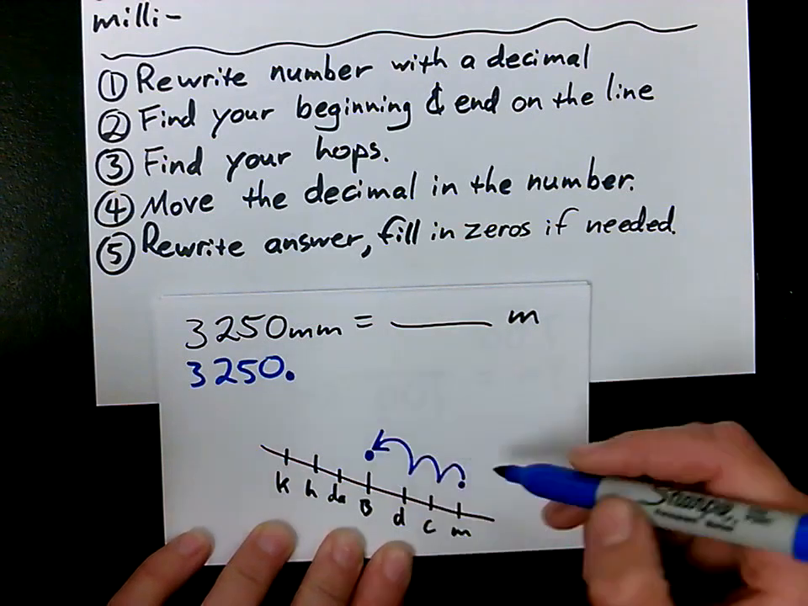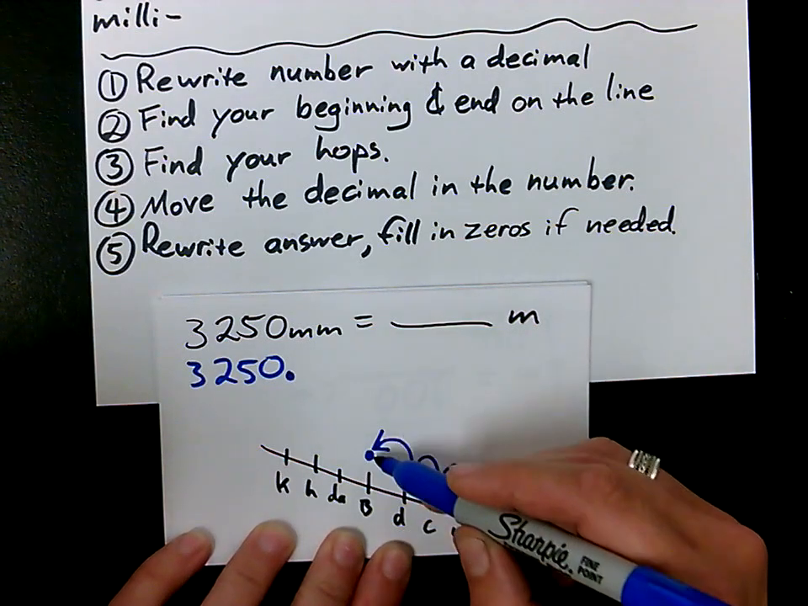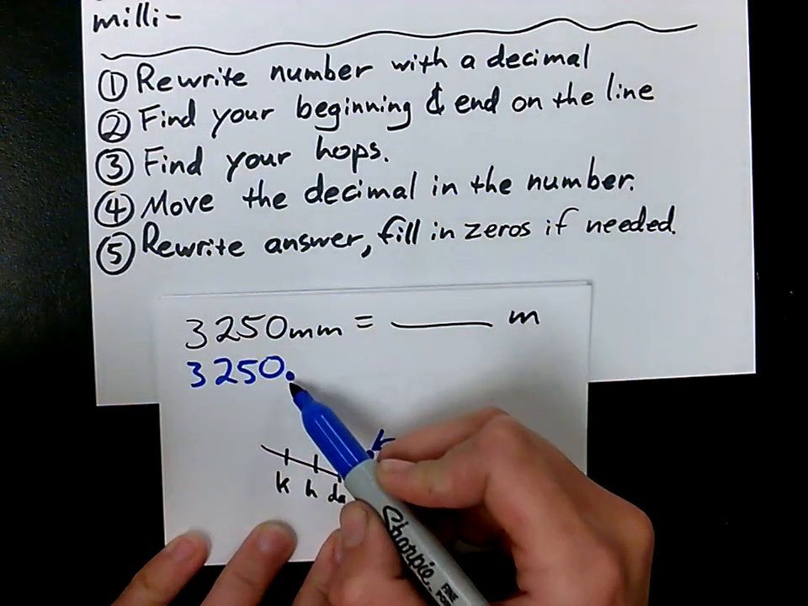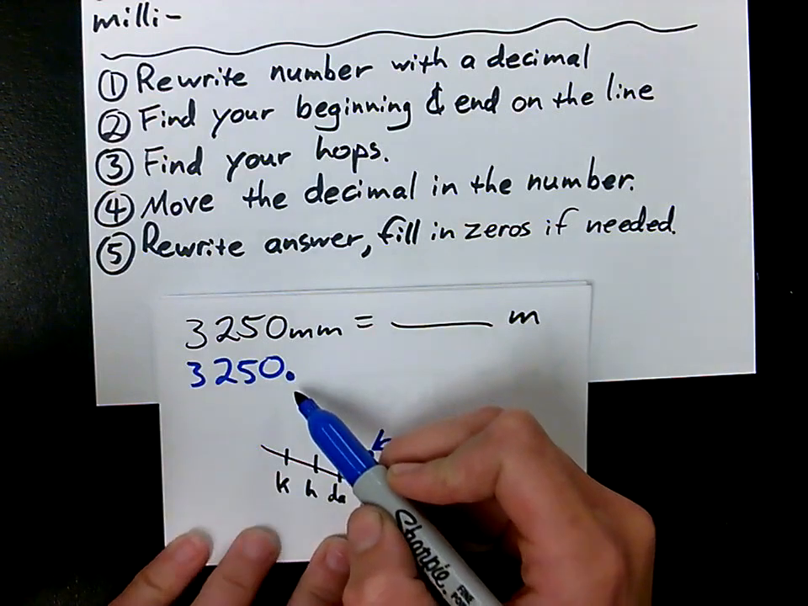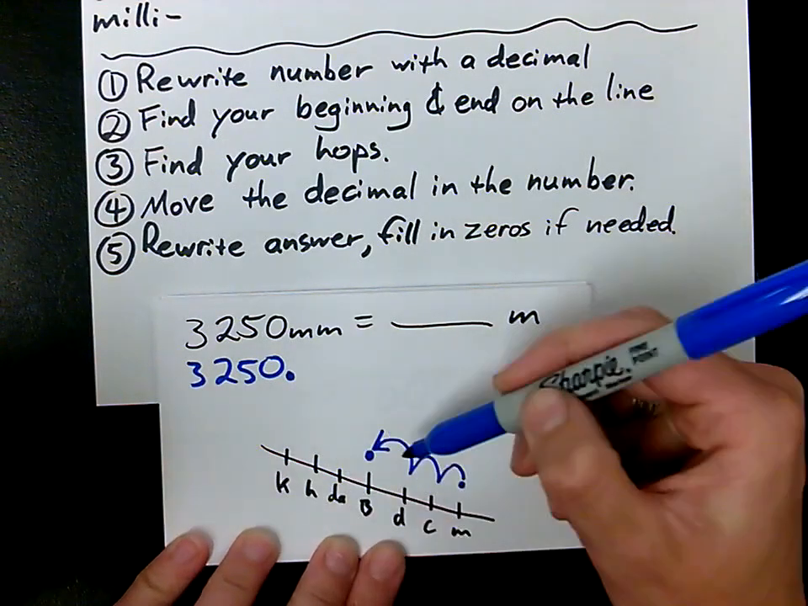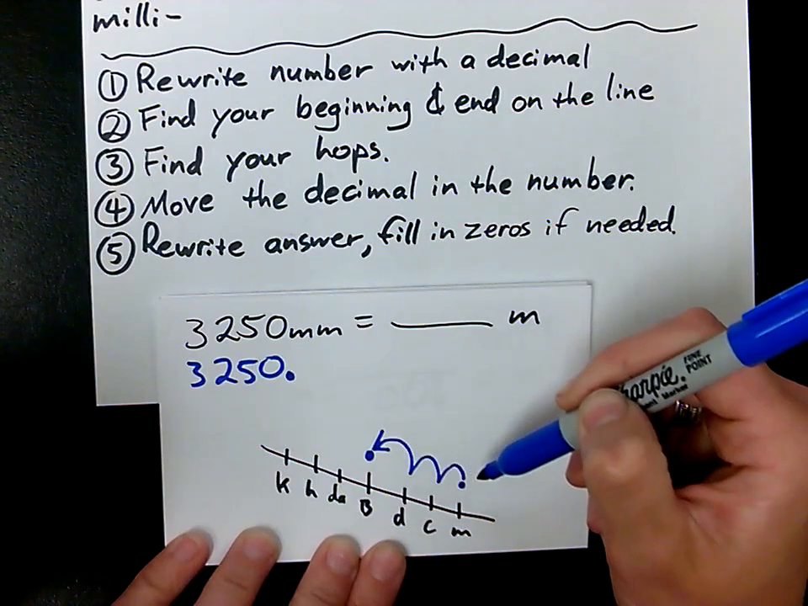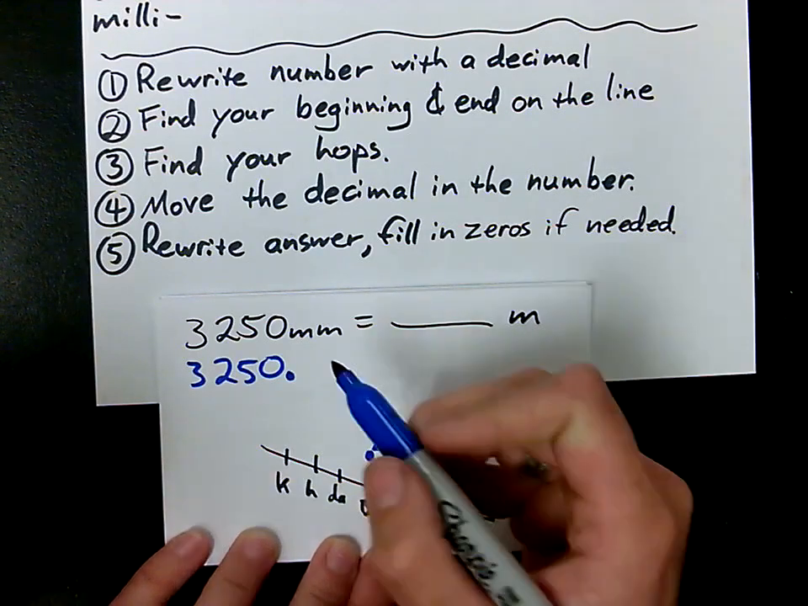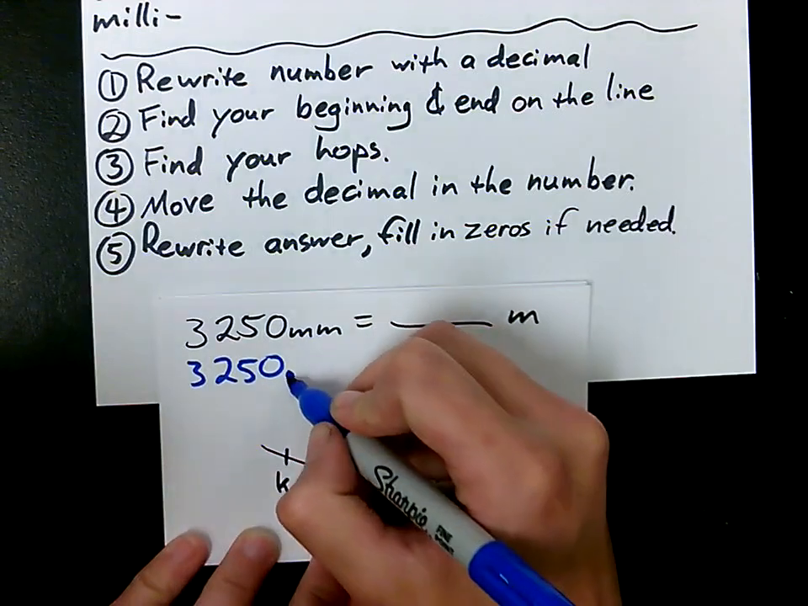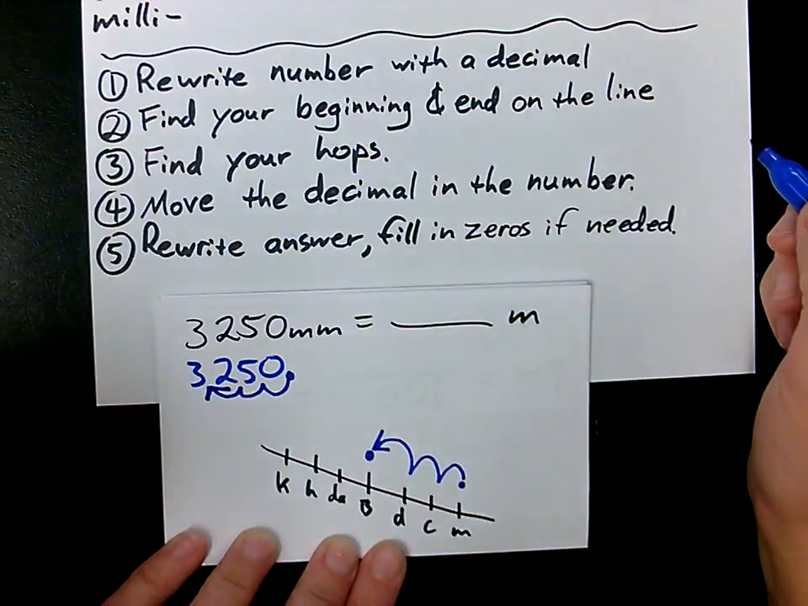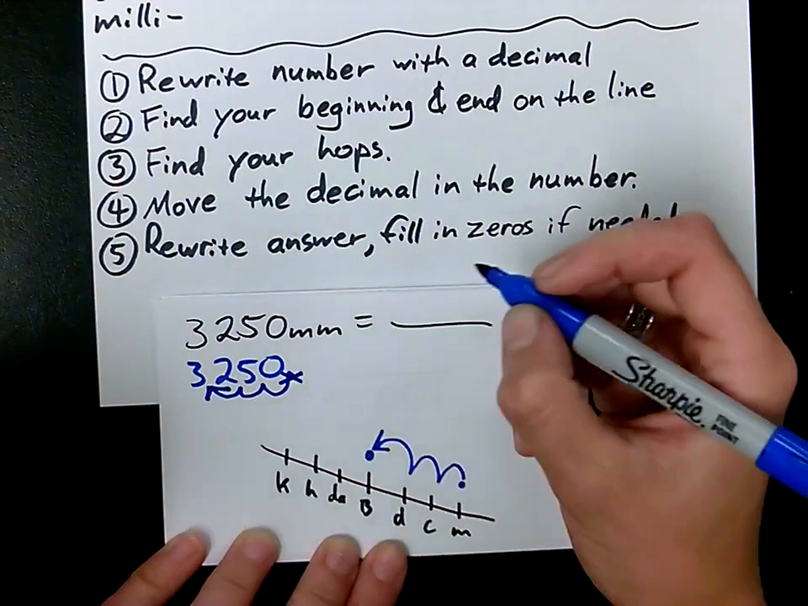I just moved over 1, 2, 3 hops to the left, and that means I want to move my decimal 3 hops to the left. Now in our example in the notes, we moved the decimal to the right because we moved to the right on our line. This time we moved to the left, so we need to also move this 1, 2, 3 hops to the left.